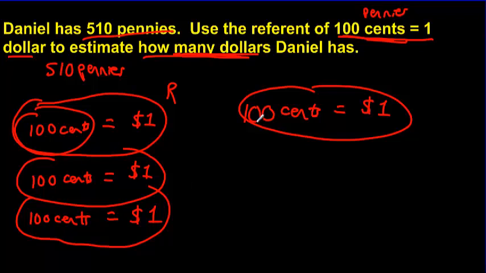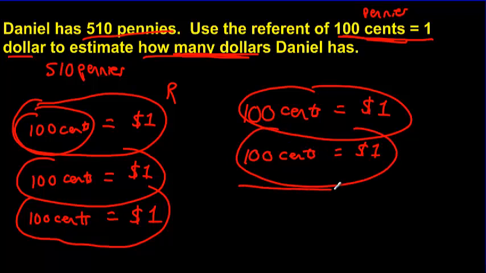Now that makes 400 cents, 400 pennies. And I'm going to make one more. And that, ladies and gentlemen, will take me up to, if I count them all, 500 cents in total. And I've got $1, $2, $3, $4, $5. So estimate how many dollars Daniel has.